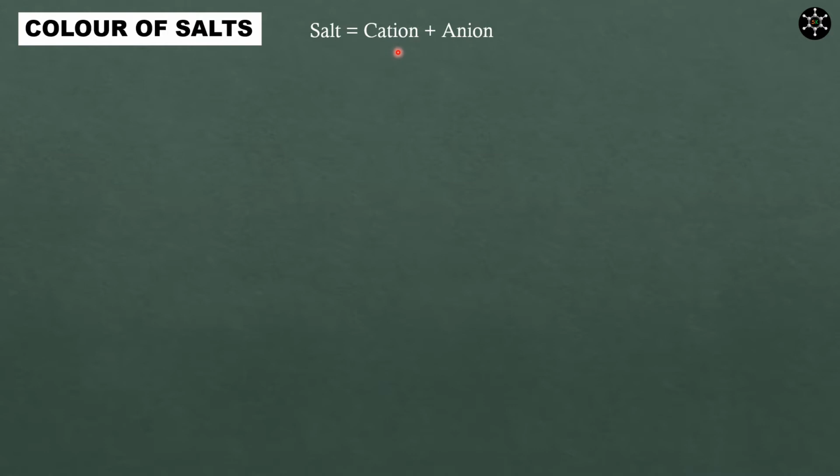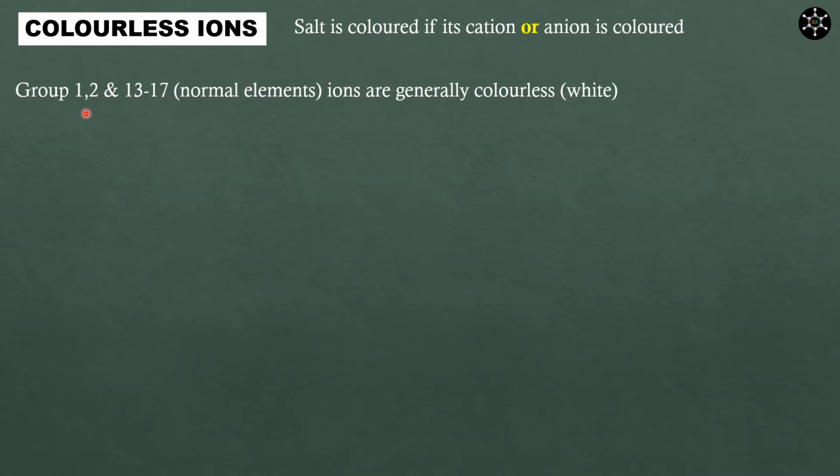A salt has a cation and an anion part in it. Generally, a salt is colored if its cation or anion is colored. Group 1 and 2, 13 to 17 ions are generally colorless. Elements belonging to these groups are called normal elements.